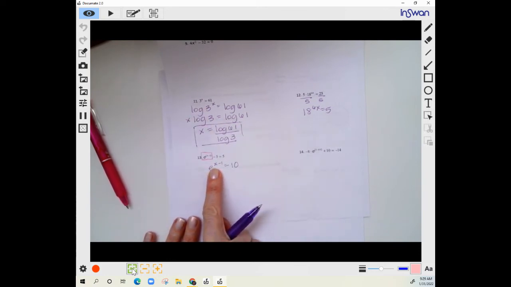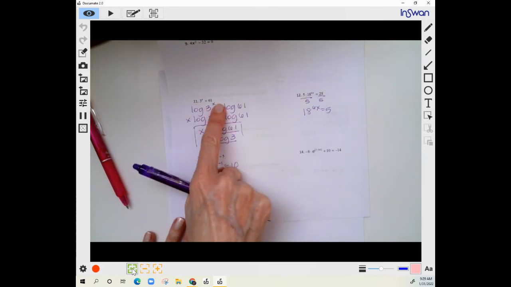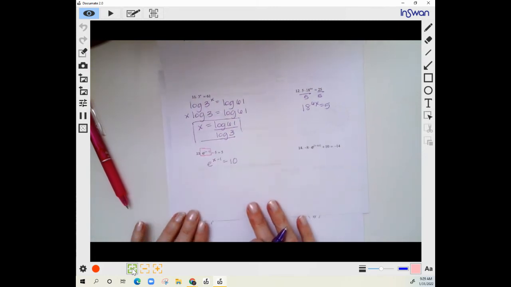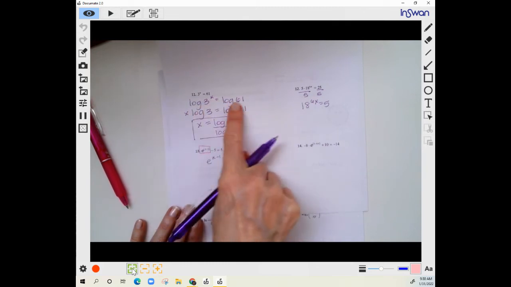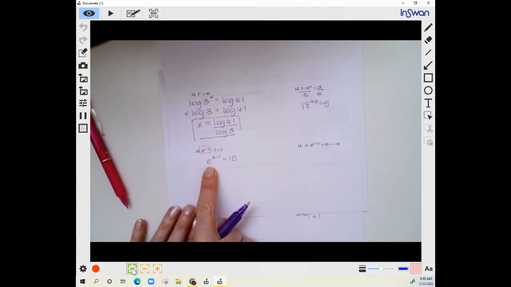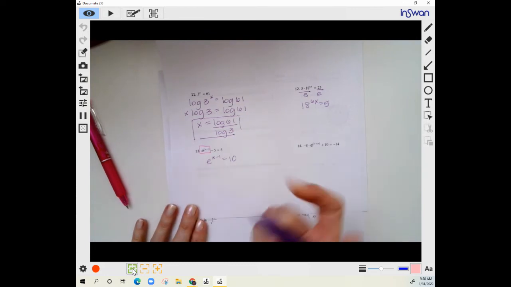It is exponential, but we can never make the bases match, right? What are you going to do to make a base of e and a base of 10 match? Nothing, just like you couldn't make the base of 3 and the base of 61 match. So here I had a choice, natural log or common log, and I chose common log. Here I have a base of e, and so I want to put a natural log on both sides.